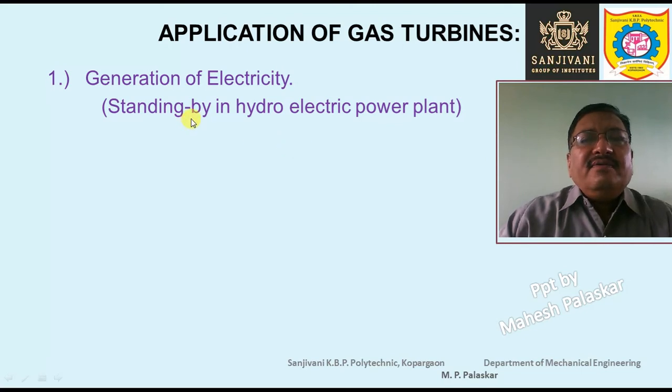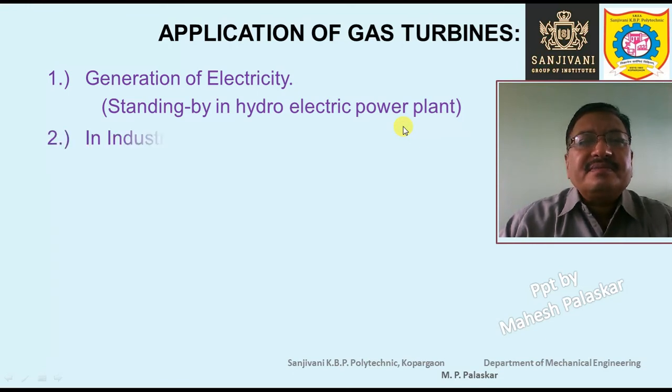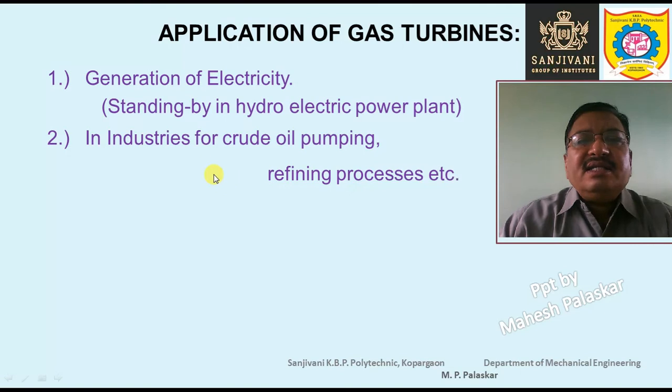Now we are using the hydraulic power plants for the generation of electricity, but the gas turbines can be used as the standby devices for the production of electric power in the hydroelectric power plants. Now in the industries, for the pumping of the crude oil and in the refining processes, we are using the gas turbines.